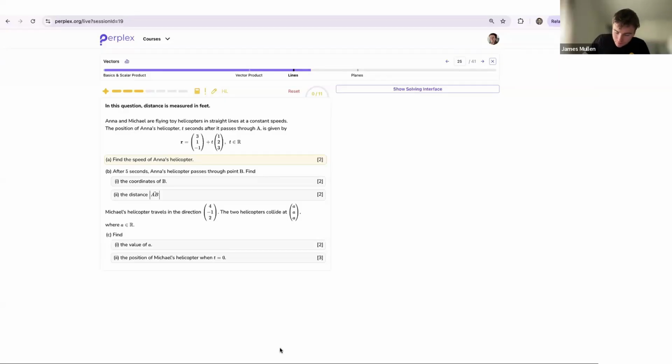And the speed is going to be the magnitude of (1, 2, 3). Magnitude of the velocity, that is going to be the square root of 1 squared plus 2 squared plus 3 squared. Well, 1 plus 4 is 5 plus 9 is 14, so root 14 feet per second. Okay, that's why it's important that we remember that it's in feet.